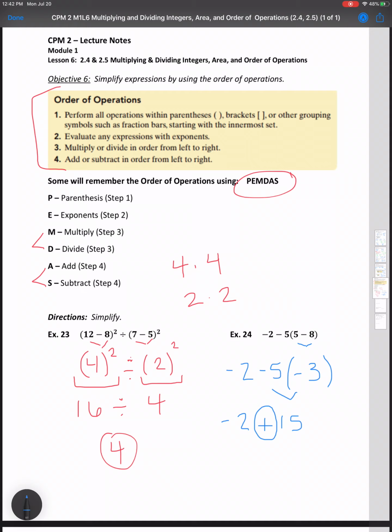We're done with multiply and divide. Last step, add and subtract. Do I have any? Yes. Addition, what is negative 2 plus 15? Different signs, so subtract. Keep the sign of the larger, so it'll be 13.